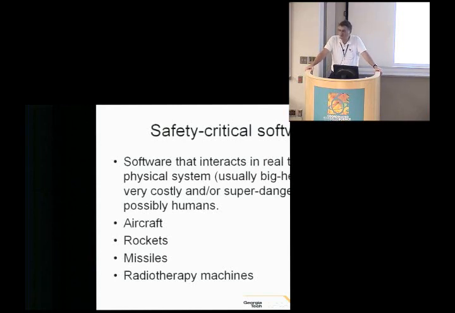So what's that? What's safety critical software? It's what I just said. Software that interacts in real time with the physical system, usually big and heavy, or very costly, or extra dangerous, and may also interact with humans. So you have aircraft, rockets, missiles, and last but not least, radiotherapy machines. The last example in date of people being toasted by a radiotherapy machine seems to be in France. Operators not knowing how the machine worked managed to get the machine to roast the patients way beyond the medium rare level.